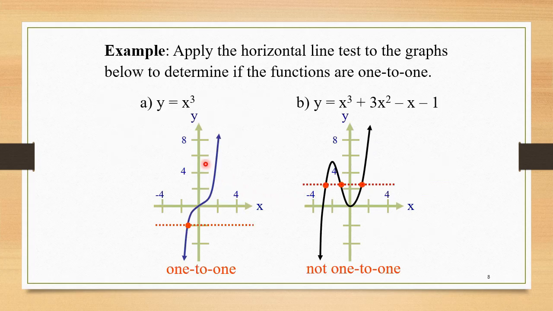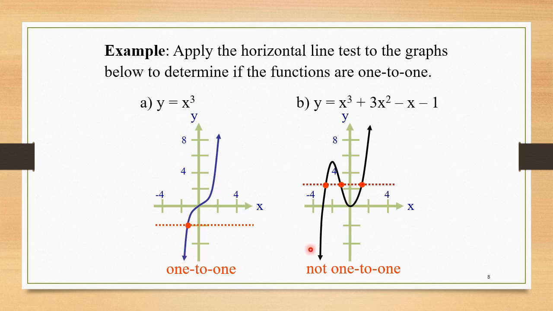Okay, now let's have the graph of y is equal to x cubed. So, ito yung graph ng y is equal to x cubed. As you can see, kahit saang part ng graph tayo pumunta, mag-draw tayo ng horizontal line, the horizontal line intersects the graph at exactly one point lang at a time. So, this graph of y is equal to x cubed is a one-to-one function.